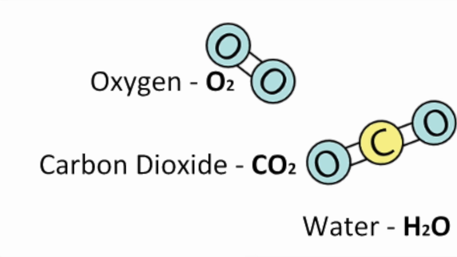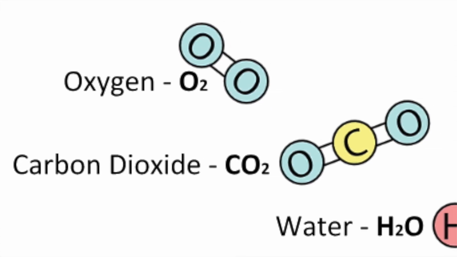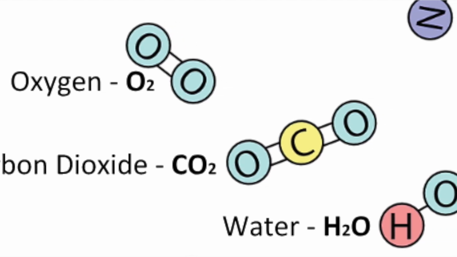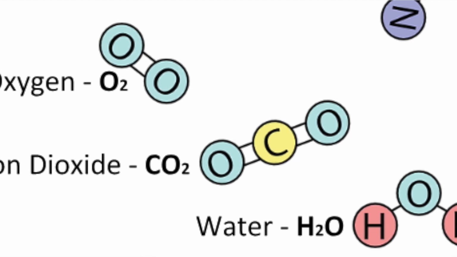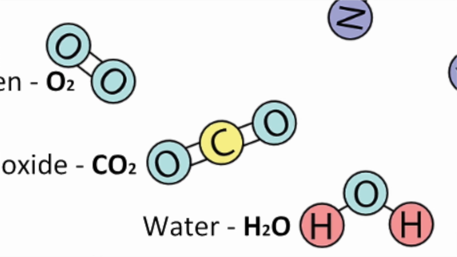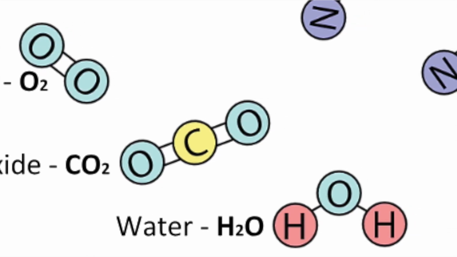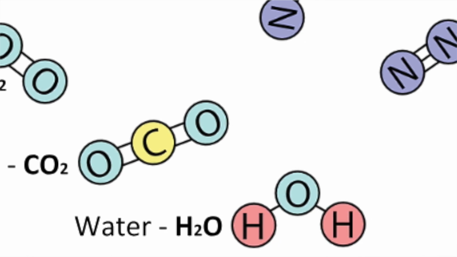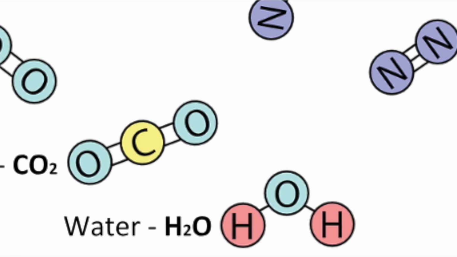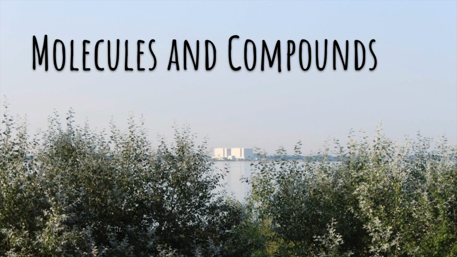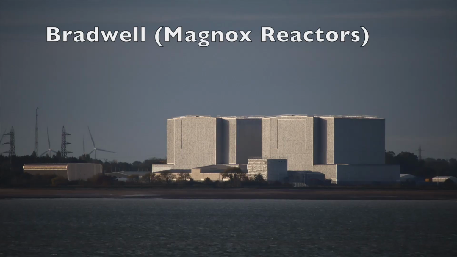We then have carbon dioxide, which is CO2. That is a compound, which is a molecule still, of one carbon atom bound together with two oxygen atoms. That has been formed by a chemical reaction. And similarly, water, H2O, that is a compound of two hydrogen atoms and one oxygen atom to form a water molecule.